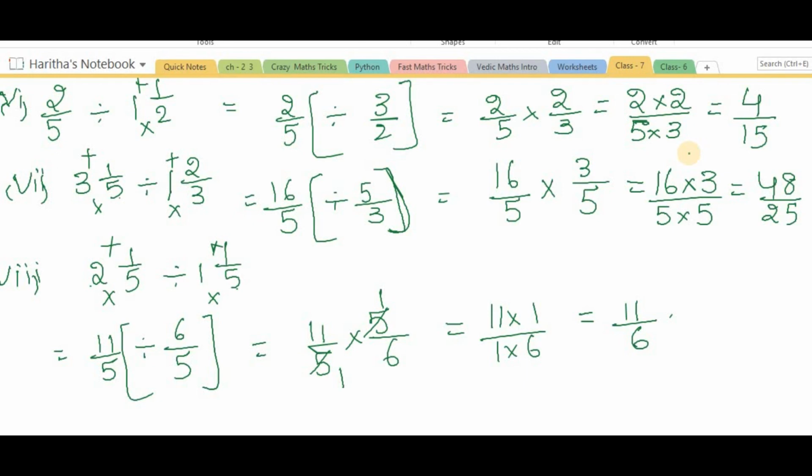Whenever you get a mixed fraction, you have to convert the mixed fraction into an improper fraction and then apply the reciprocal after the division symbol. Then check whether factors are there or not. If factors are there, we go for cancellations. After that, we multiply the numbers in the numerators and the numbers in the denominators. This is what we did. Okay students, I hope you all understood today's class. Let's meet tomorrow.